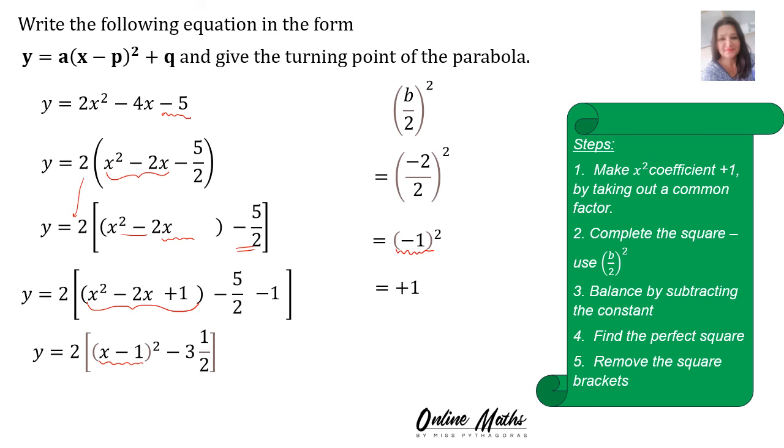And then your final step, step 5, remove the square brackets. That means you will take this 2 and you will multiply it in. Therefore, you end with y is equal to 2 bracket x minus 1 squared minus 7. And then your turning point is the point plus 1, minus 7.